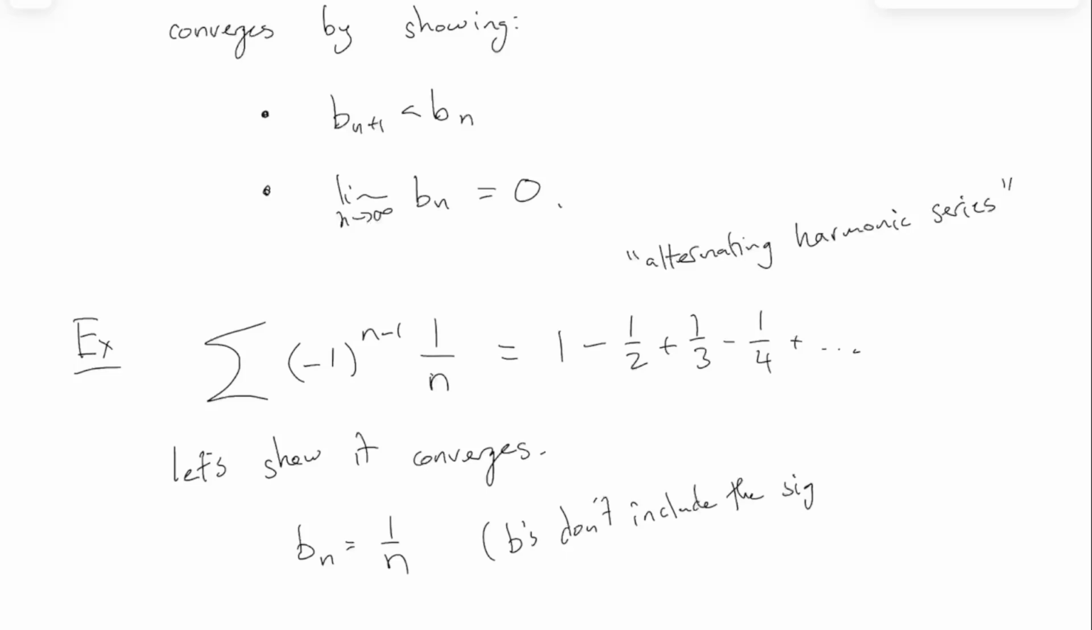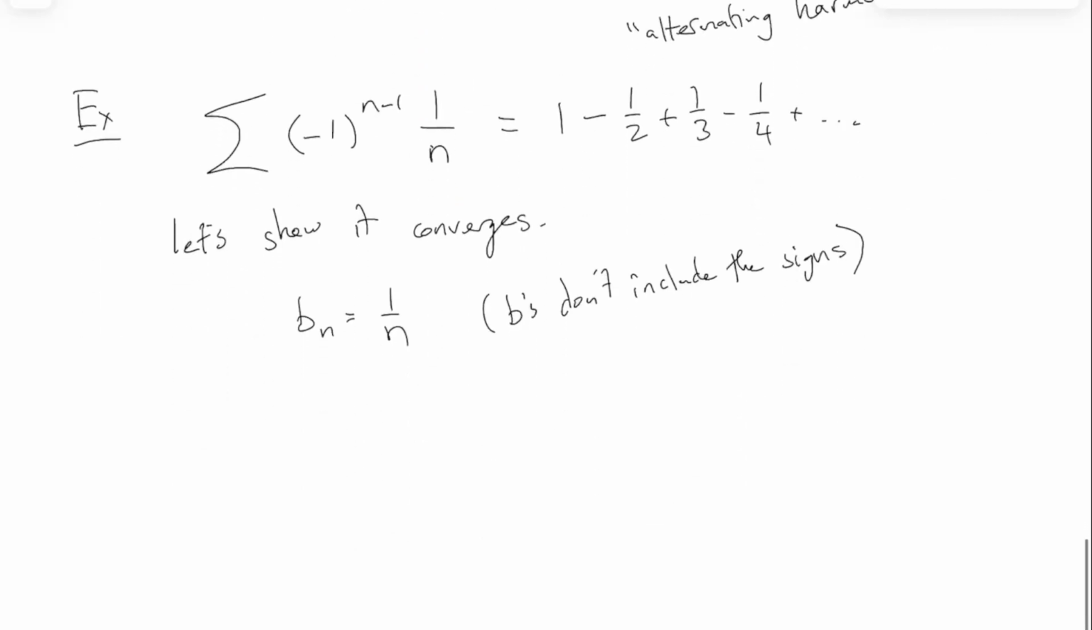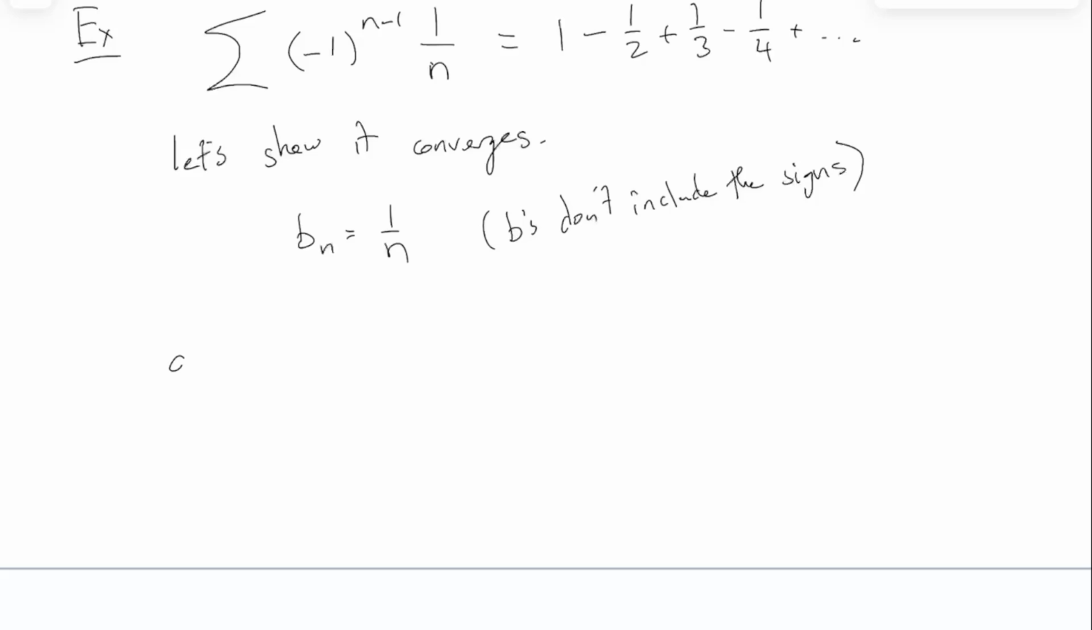When you're doing these examples, the sequence of b's are just the numbers in there, not including the signs. All right? So in this case, bn is 1 over n. So we need to check each of these two things. So the first is that it's decreasing, so let's check that first. And you have to write some kind of words to justify each of these things. And I hope everybody remembers how to show that a sequence is increasing or decreasing. In this case, we want decreasing.